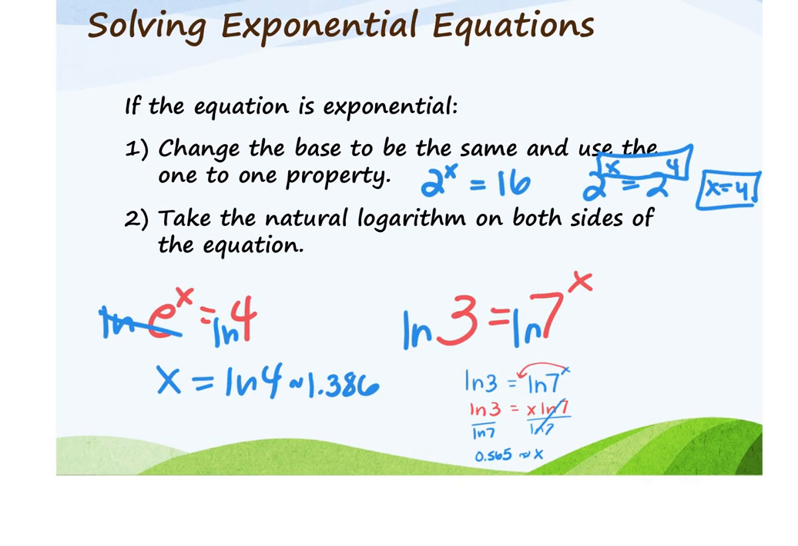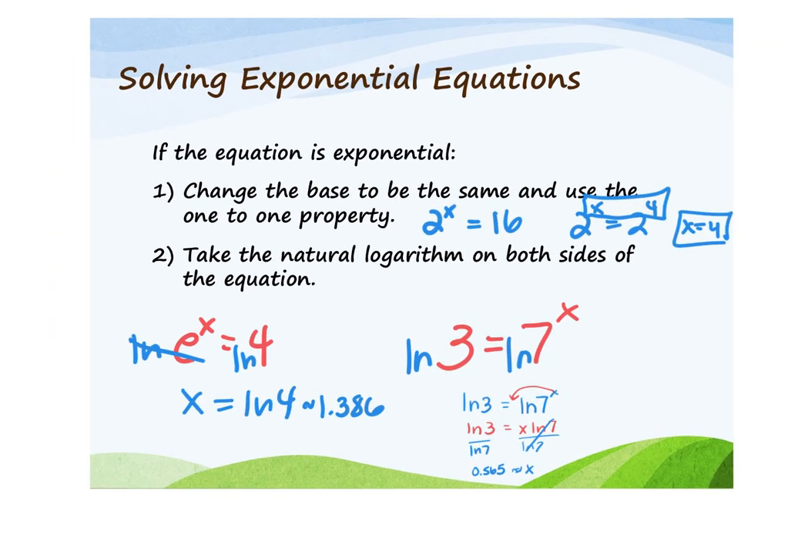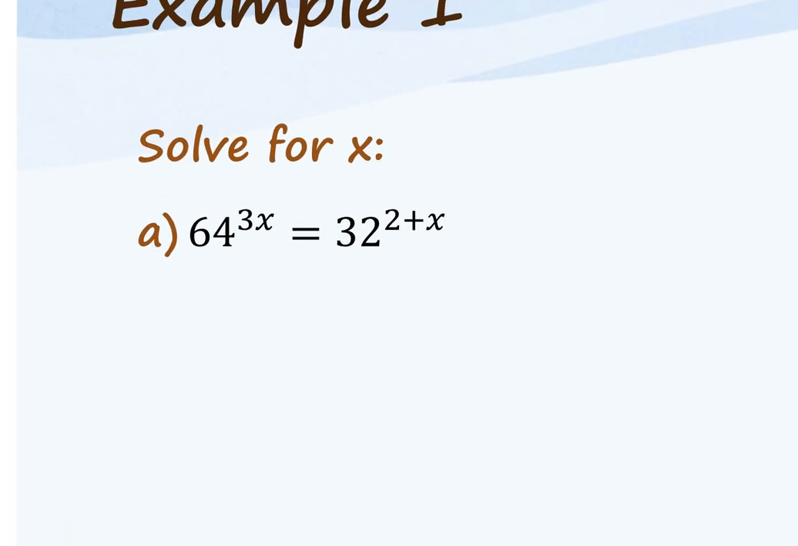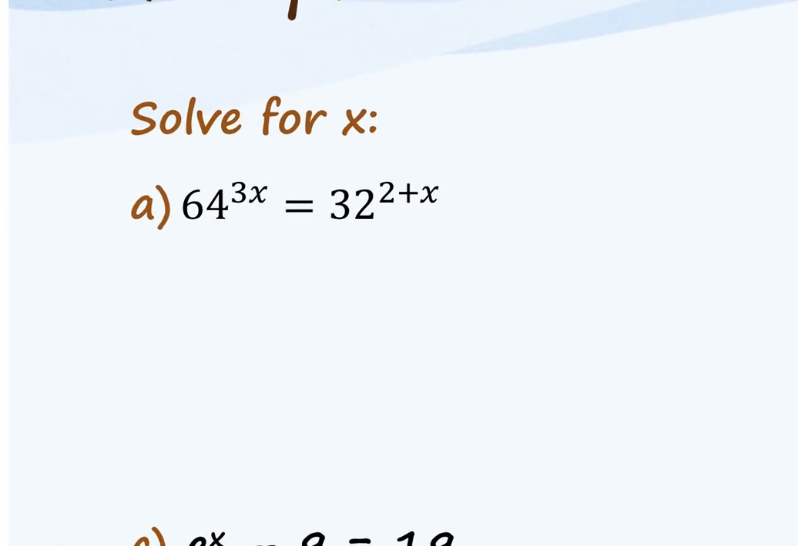So in general, two different types of exponential equations: where you can change them to be the same base, or where you can't. We good so far? All right, so here's a bunch of examples. Let's start with A. What can you do with A?